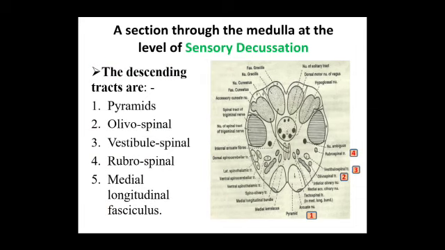Coming to the descending tracts, we can see the pyramids lying more anteriorly, then the olivospinal tract, vestibulospinal tract, rubrospinal tract, and the medial longitudinal fasciculus. So with this, we have completed the section of the medulla at the sensory decussation.